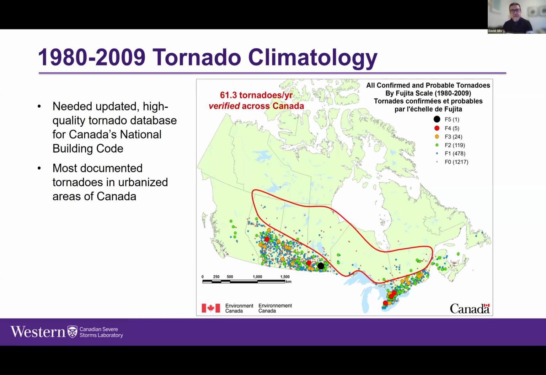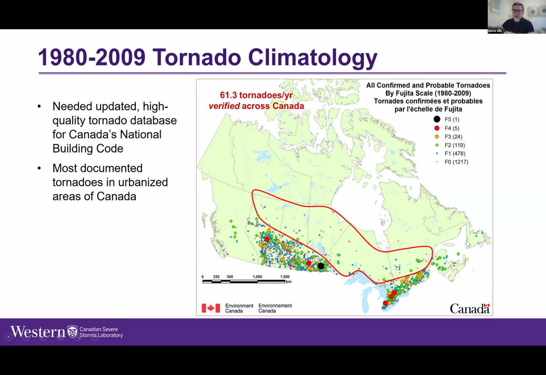So we took all the data between 1980 and 2009 from weather offices across Canada, and any other source we could find, and came up with this map that shows all of these dots of where tornadoes had developed. And the small pink dots are the F0s. You can see how many there are compared to the higher intensity. And there's that Elie tornado, that black one over in southern Manitoba.